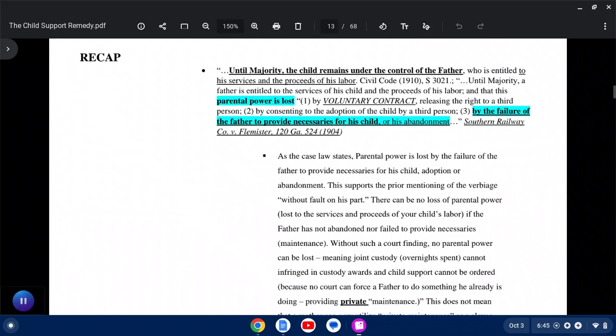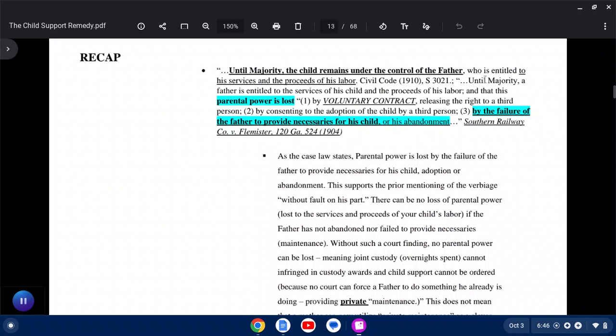It's 1904. I think I'm going to read it again, though, because I really want to get this into people's heads. Until majority, the child remains under the control of the father, who is entitled to his services and proceeds of his labor. Civil Code 1910. So they've known about this. If they codify, it seems like they've done what I think they do everywhere, they codify principles. That's what they do.